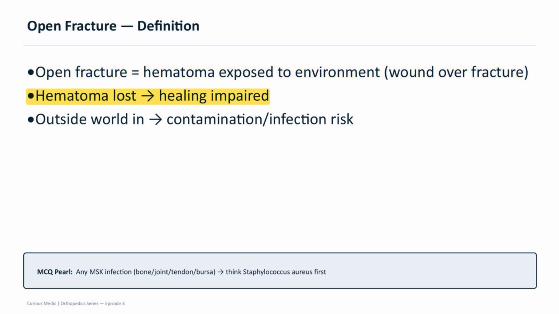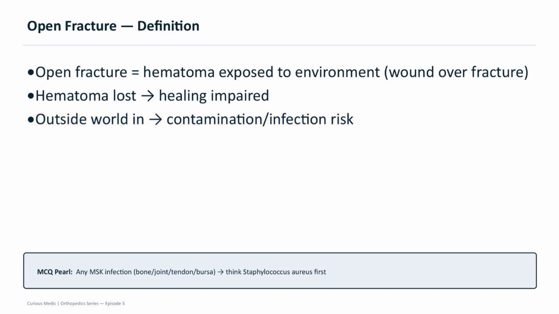Two reasons. First, the fracture hematoma, which is the critical foundation of fracture healing, escapes out through the wound. Lose the hematoma, and you lose the biological scaffolding that drives healing. Second, and more dangerously, the reverse happens. The outside world gets in.